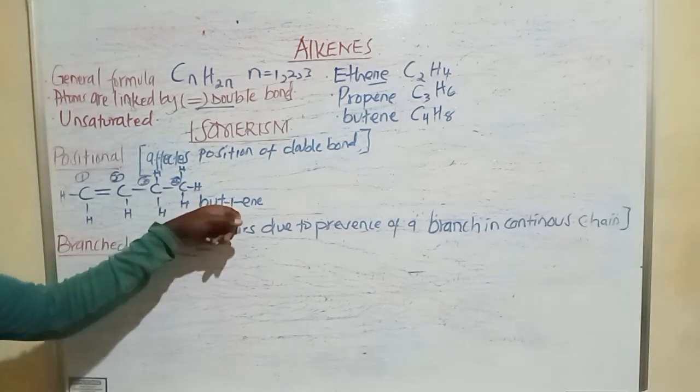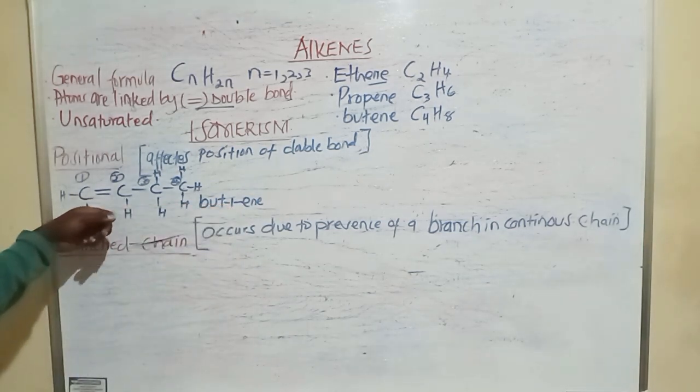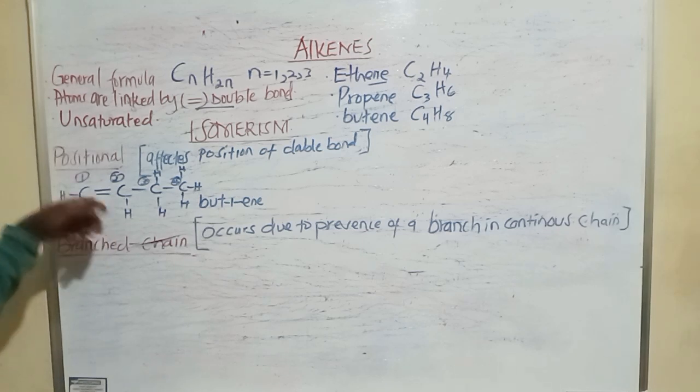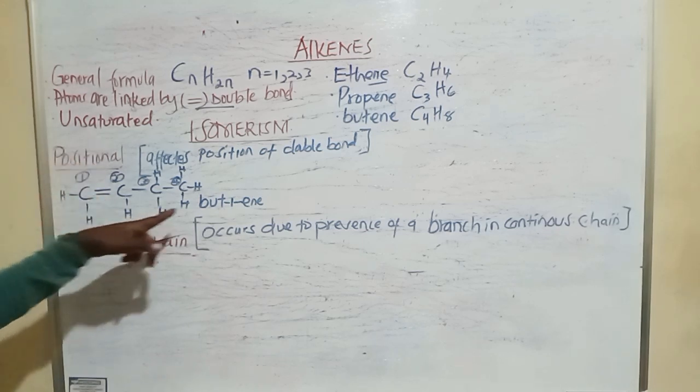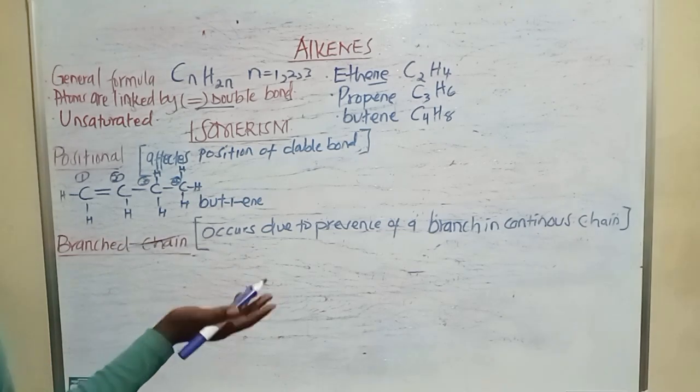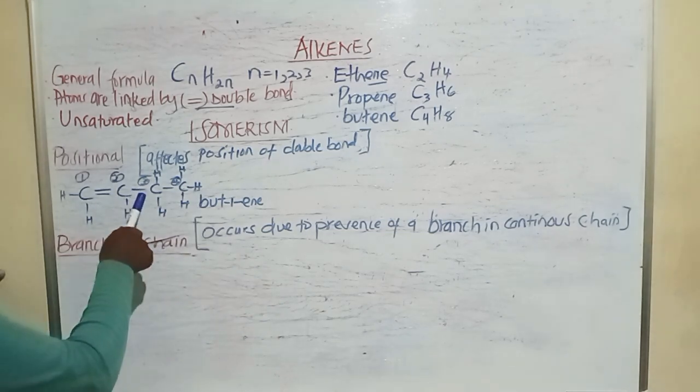Okay, because the position of the double bond is in the first carbon atom. Now let us look for the other positional isomer of butene. Where else can we change the carbon atom to? We can put it here.